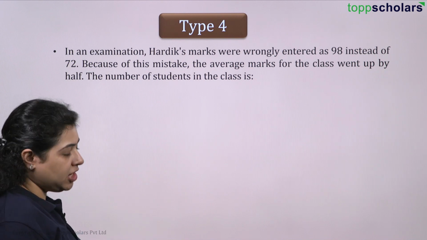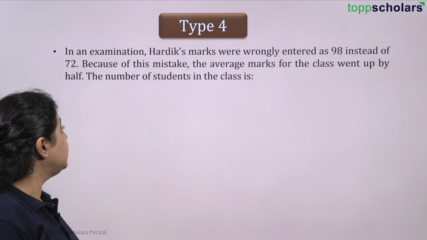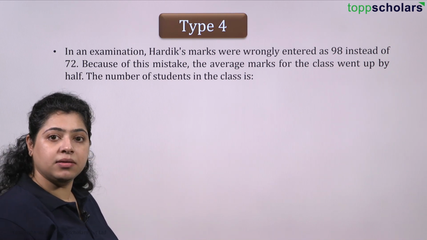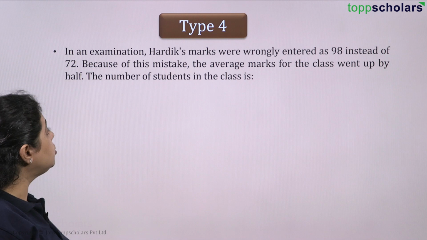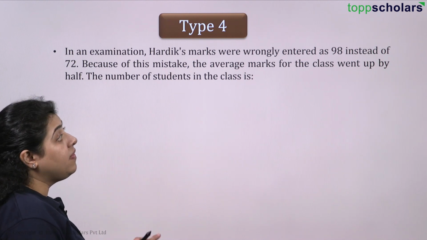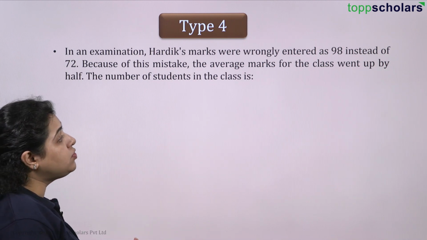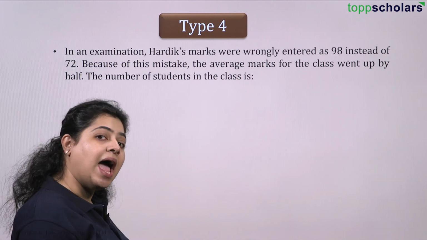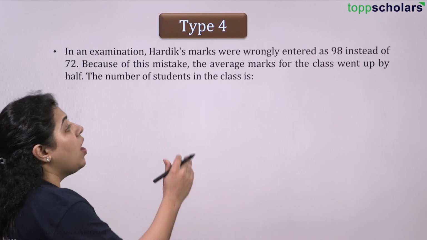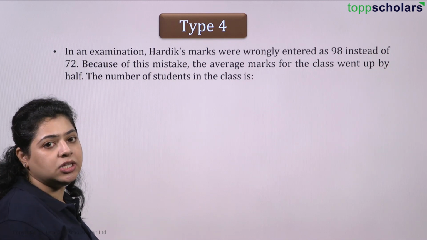Now moving ahead to type 4, we have: in an examination, Hardik's marks were wrongly entered as 98 instead of 72. Meaning the wrong number was entered, 98, but we should have entered 72. Because of this mistake, the average marks of the class went up by half. The number of students in the class is how much? We have to find out how many students are in the class. Because of this one mistake, the average actually increased by half. Okay? Because the number is more, the average is also increasing, and we have to find out the resultant number of students in the class.